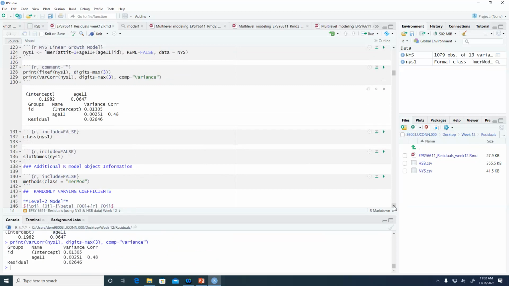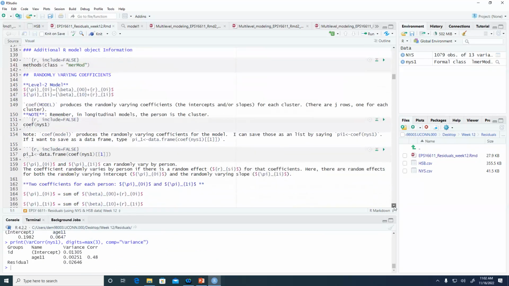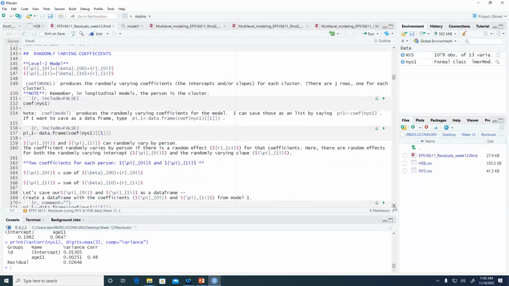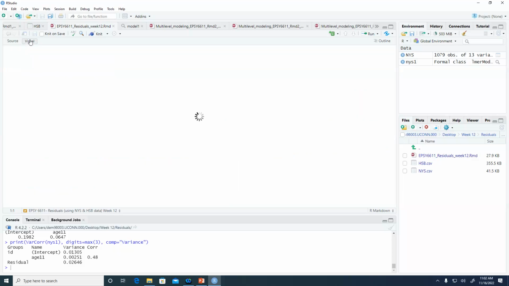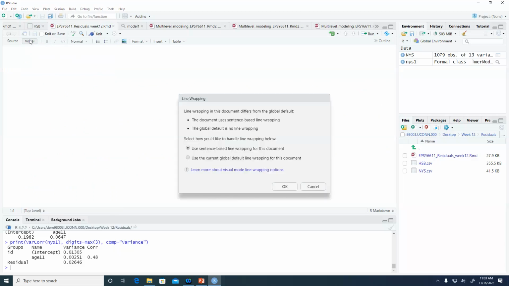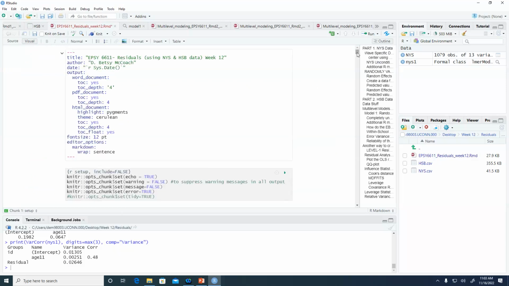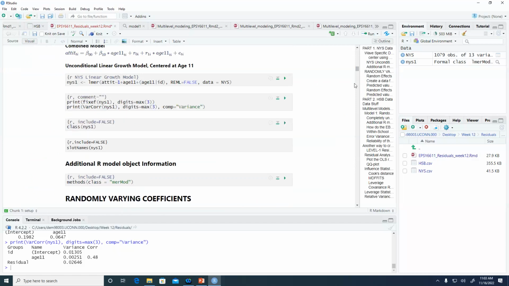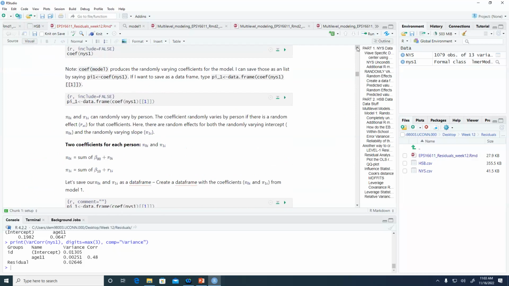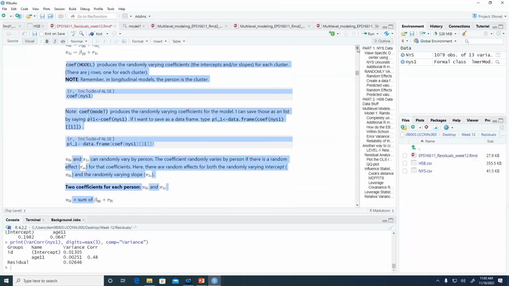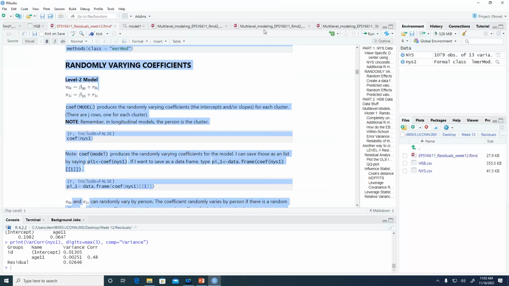Skip all of this. Okay, so randomly varying coefficients. Let me scroll down again. Here we are. Randomly varying coefficients.